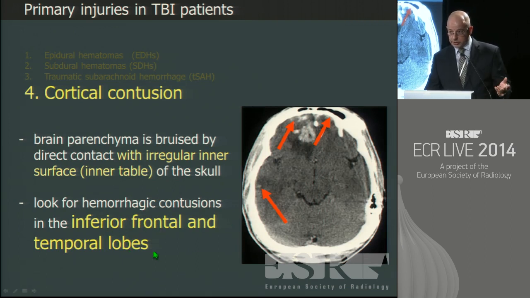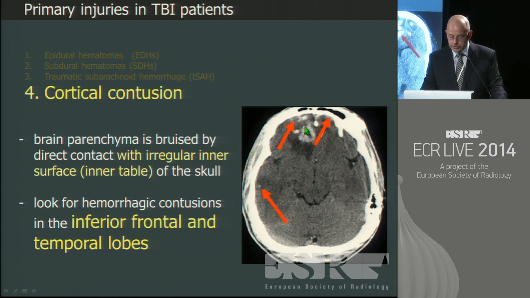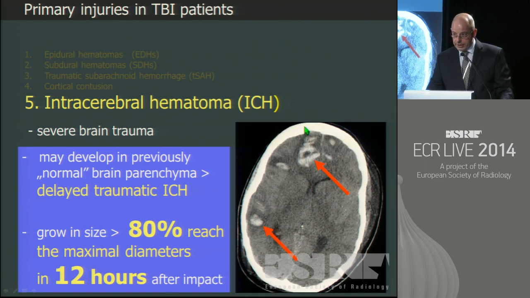Why? Because the etiology of cortical contusion is that the brain parenchyma is bruised by direct contact with the inner surface or inner table of the skull, and this inner surface in the frontal bone and temporal bone is irregular. So during this mechanism of injury, the brain is compressed by these irregularities, and you can find local cortical contusions. Well, if the impact was much higher, an intracerebral hematoma can develop.